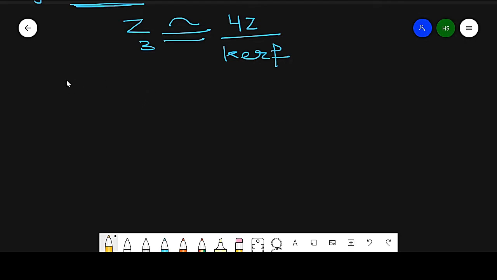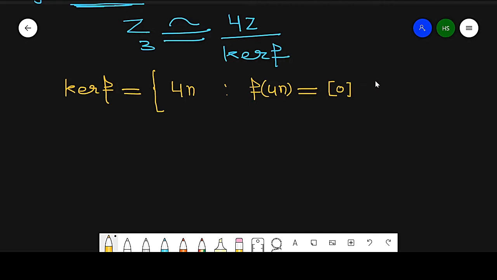So what is the kernel of F? Now here if I take some element, this is 0 modulo. So what is the kernel of F? So this is the set of 4n such that its image is equal to 0, right? So this is this value. Now this set is 4n such that what is its image?